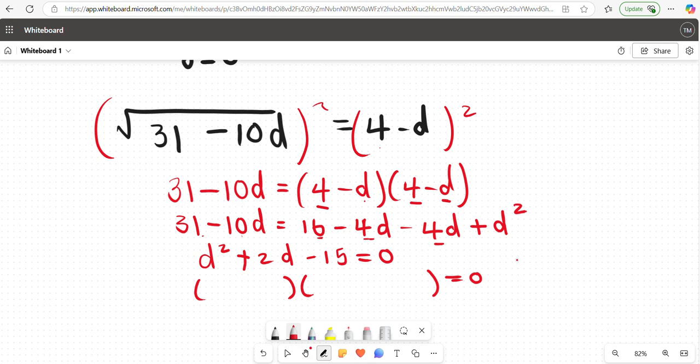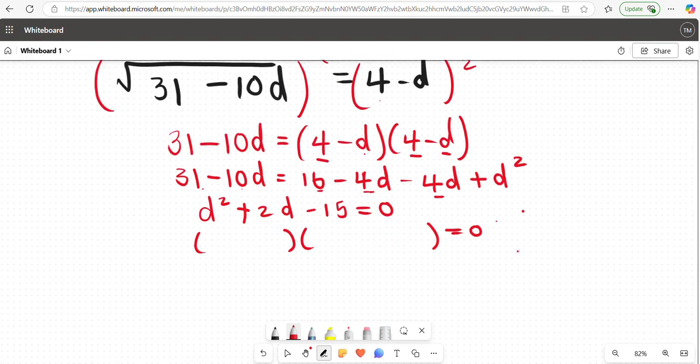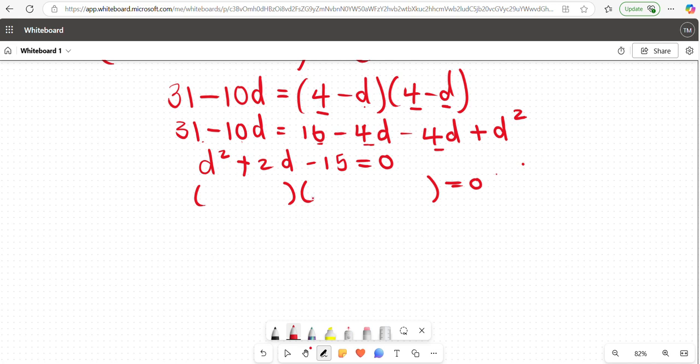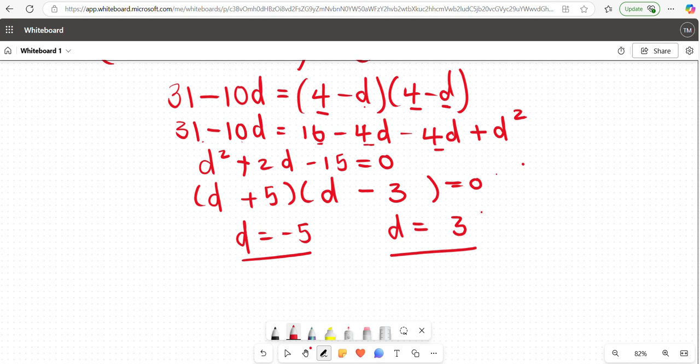It's almost always easy, guys, to factorize these. Sometimes you might need to use your quadratic formula, but 9 times out of 10 it will be very easy to factorize these. So if I do factors of negative 15 that add to give me a 2, it is a positive 5 and a negative 3. And so d is equal to a negative 5 and d is equal to a positive 3. So there's my two values. D is equal to a negative 5 and a positive 3.